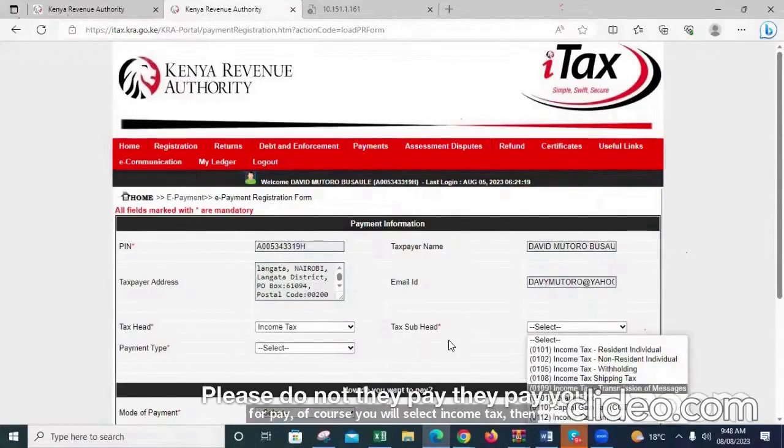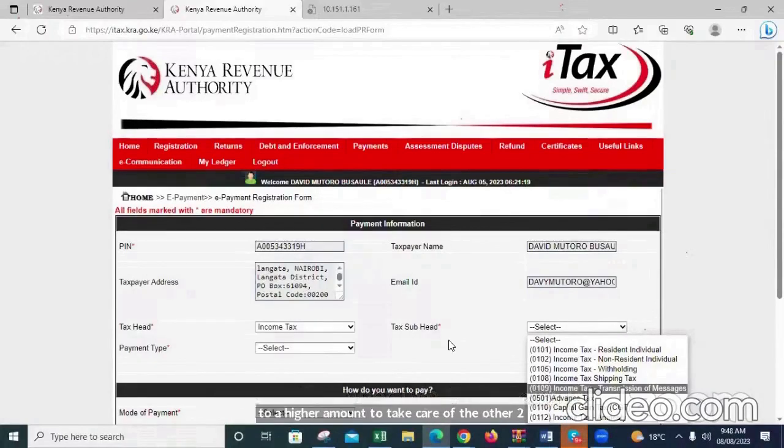For the example I've just shown you, you're going to generate 3 separate payment slips. You're going to generate a payment slip for PAYE, which is separate. You're going to generate a payment slip for housing levy, which is separate. And also you're going to generate a separate payment slip for NITA levy. So there is no editing of the PAYE amount to a higher amount to take care of the other two.